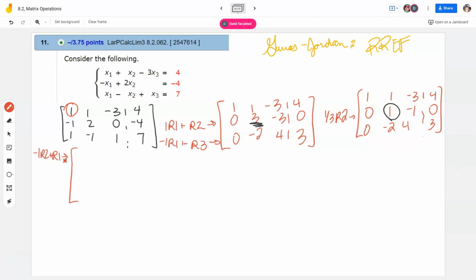Some of you I heard last week said, man, that RREF thing, you keep on changing it. Well, the system is the same. I know the numbers keep changing, or the rows I'm using keep changing, but the system remains the same.